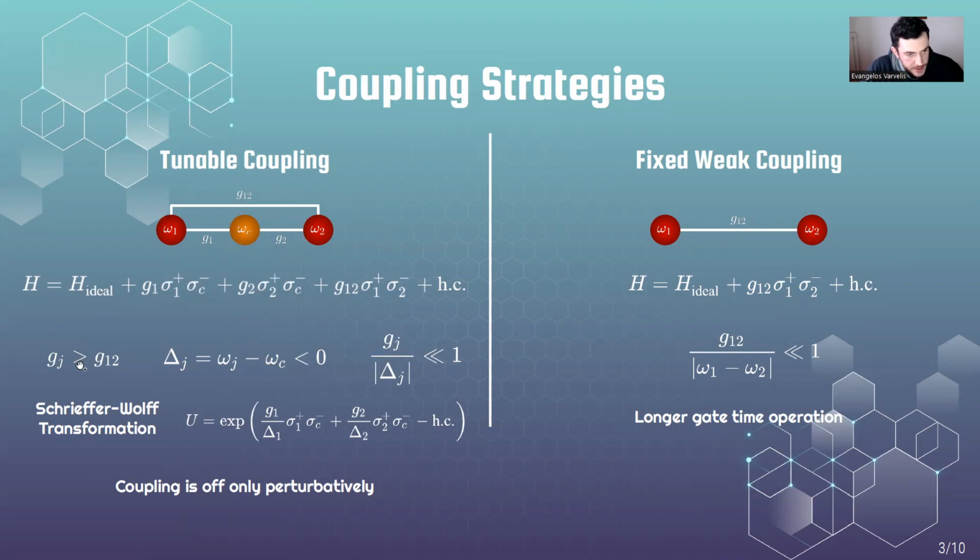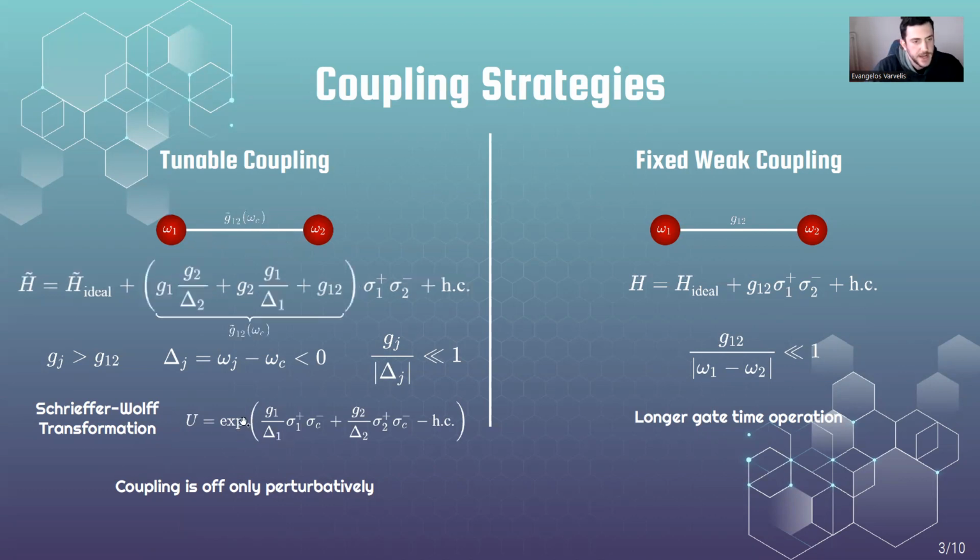So with all these assumptions, one can do a Schrieffer-Wolff transformation for this Hamiltonian, which is a transformation of this form. And basically, you can think of it as a perturbative diagonalization of the Hamiltonian. And after this transformation, we can have our Hamiltonian looking something like this. So what it does, it effectively changes the coupling to something like this, where now the coupling parameter depends on the frequency of the control qubit explicitly.